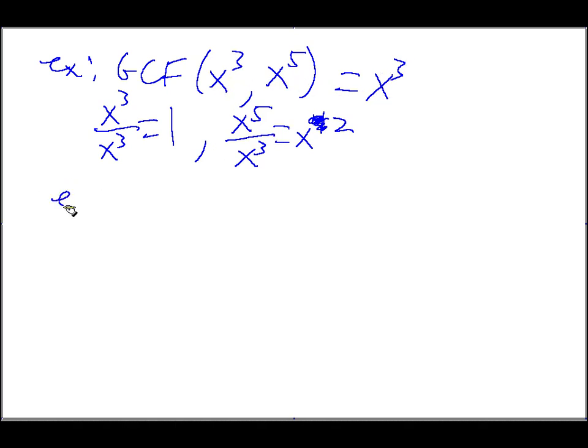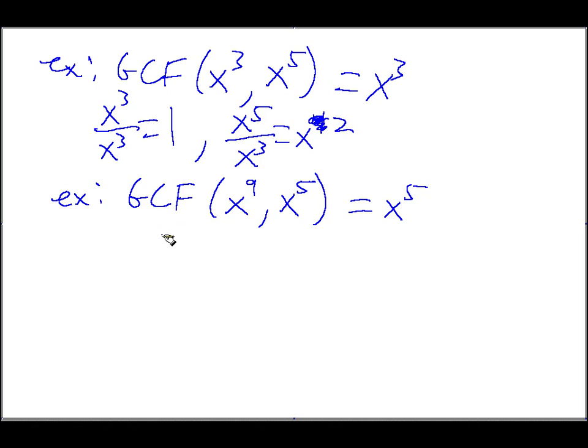Okay, let's look at another one. How about the GCF of x to the 9th and x to the 5th, for example. Okay. So what is the highest power term that will evenly divide x to the 9th and x to the 5th? Well, if you think about the exponents, because when we divide exponents, what do we do? We subtract the exponents. That's why, in this case, x to the 5th is going to be the answer.